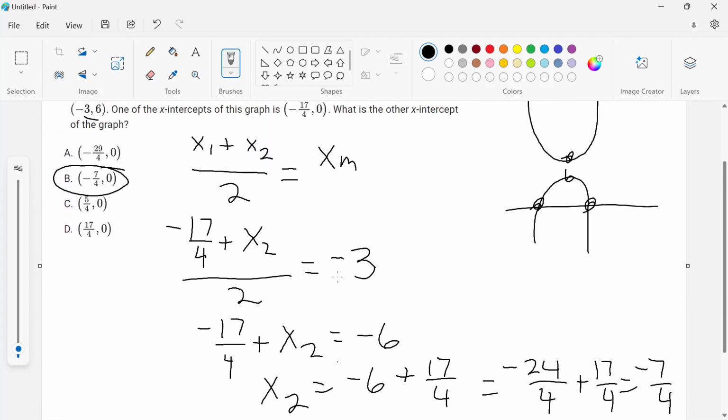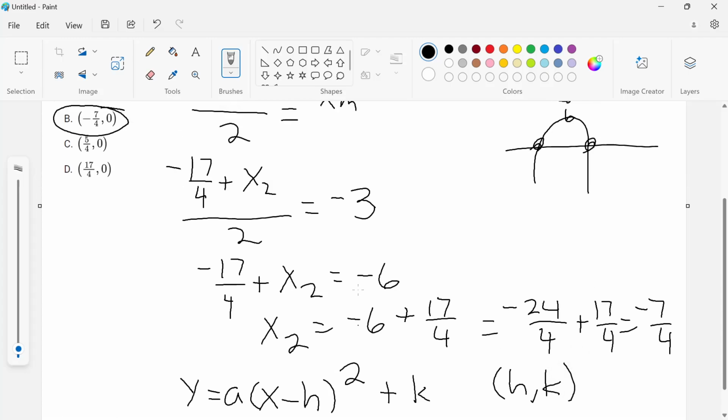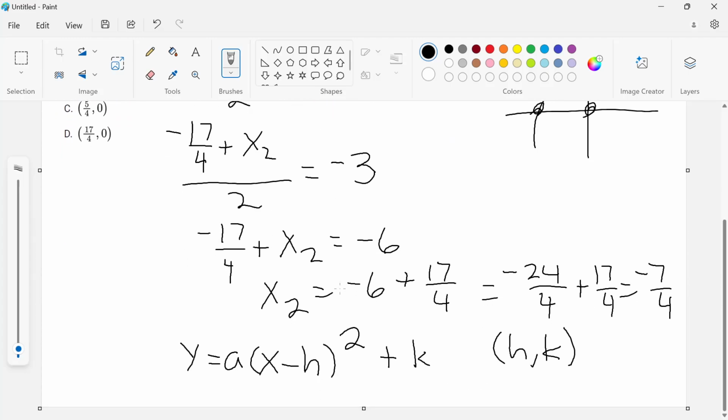I can do this on Desmos. I know that the vertex form of an equation is y equals a times x minus h squared. This is the vertex form of the equation of a parabola or quadratic. y equals a times x minus h squared plus k, where hk is the vertex. And I know this vertex is negative 3, 6.